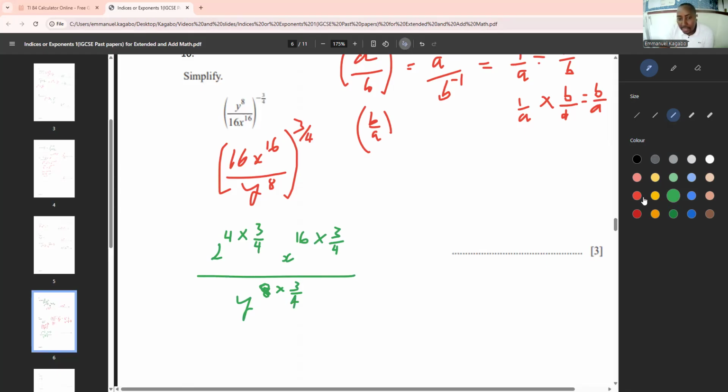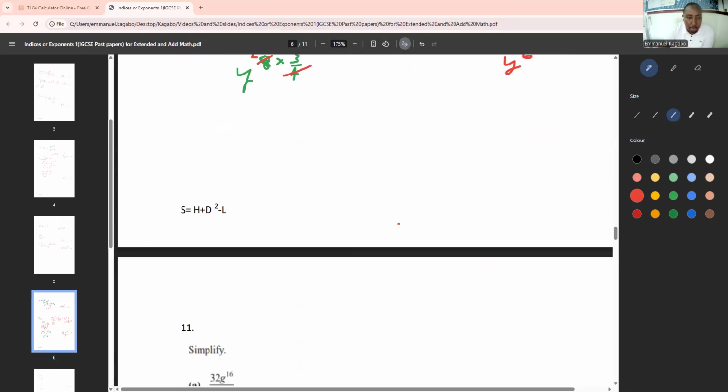Well, then, can I simplify now? This one cancels with that. I'll get 2 power 3, which is 8. Now, what about this one? 4 gives me x power 12, right? Over, this one simplifies with that, gives me 2. So it's y power 6. Very good. I hope you have understood.